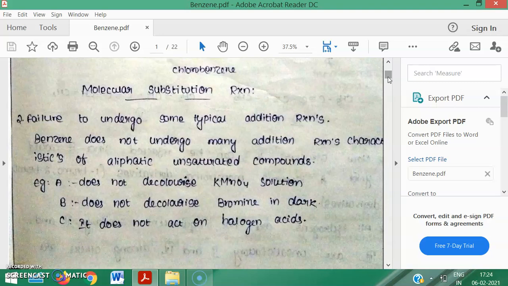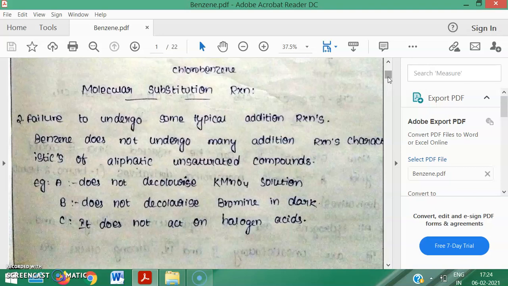And failure to undergo some typical addition reactions. Benzene does not undergo many addition reactions characteristic of aliphatic unsaturated compounds. It does not decolorize KMnO4 solution. It does not decolorize bromine. It does not act on halogen acids.